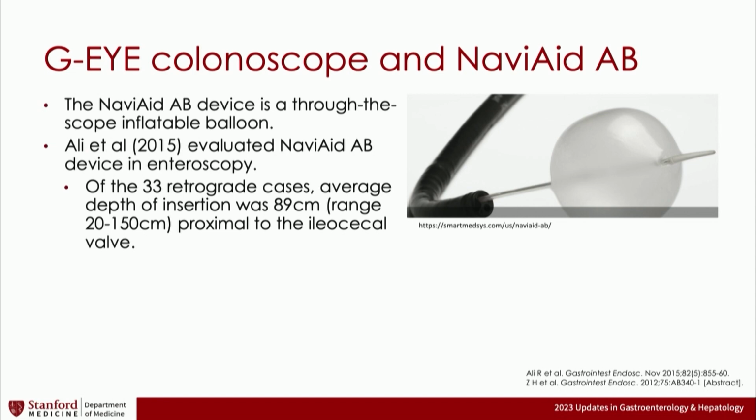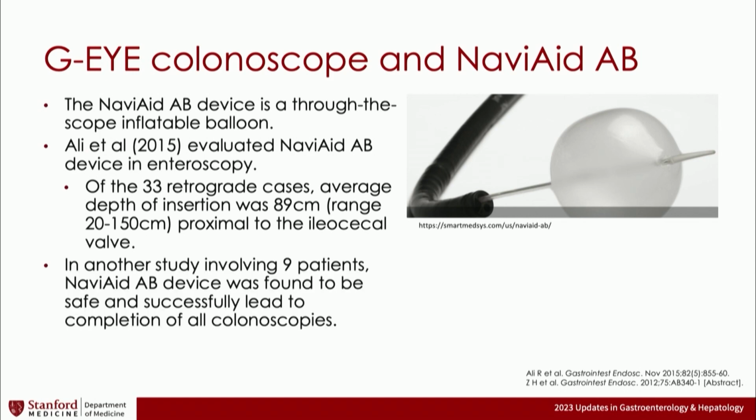Ali in 2015 looked at NaviAid AB in the context of enteroscopy, and in 33 retrograde cases, they were able to achieve a depth of insertion of 89 centimeters proximal to the ileocecal valve. In an unpublished study, which remains in abstract form, looking at 9 patients with incomplete colonoscopy, the NaviAid AB device was able to lead to completion of all colonoscopies.